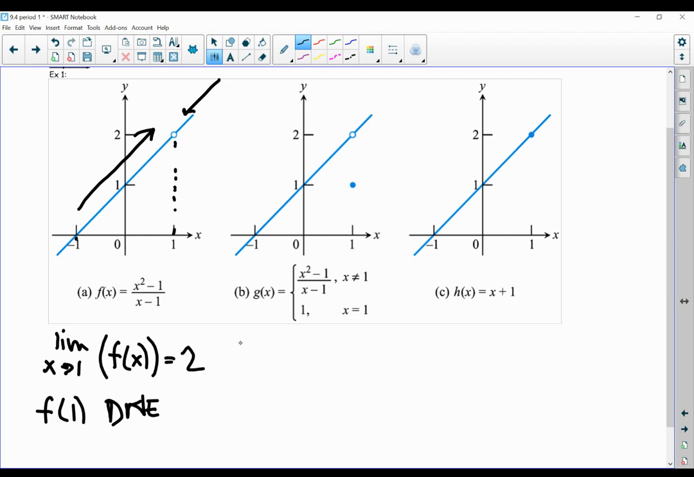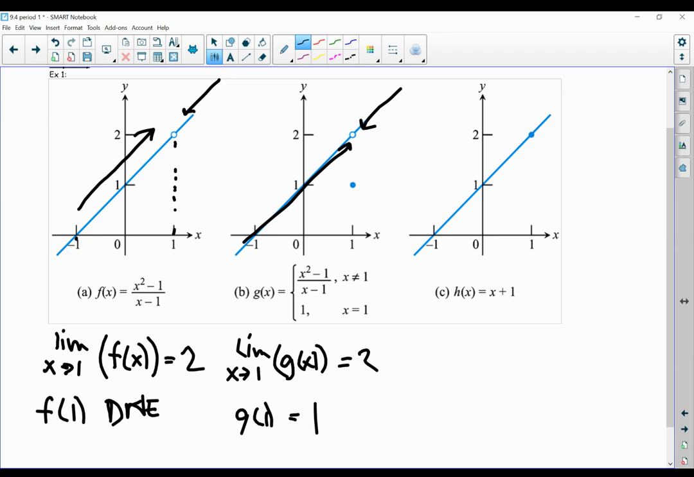So if we look at this second example here, the limit as x approaches 1 of g of x, if I come and follow the function, or if I come from the other direction and follow the function, the limit of g of x as x approaches 1 is a height of 2. Now, g of 1, the actual value of that function, is what the closed circle is, which is 1. The limit does not care where the actual value is. It's just as we're approaching.